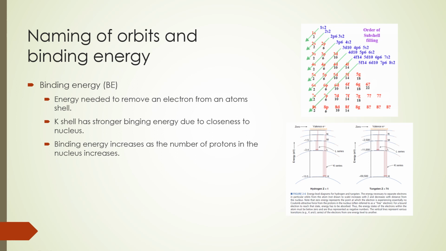This is seen by comparing the binding energies of the K shell in hydrogen and the binding energies of tungsten as shown in this figure. So in this figure, you can see that the K shell of hydrogen has a binding energy of negative 13.5 electron volts. The K shell of tungsten has a binding energy of negative 69,500 electron volts.